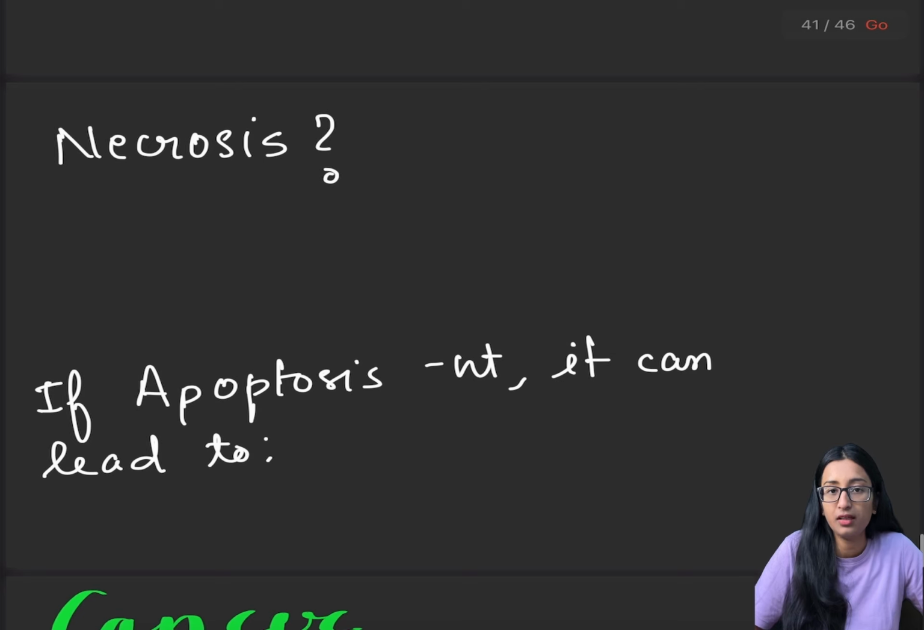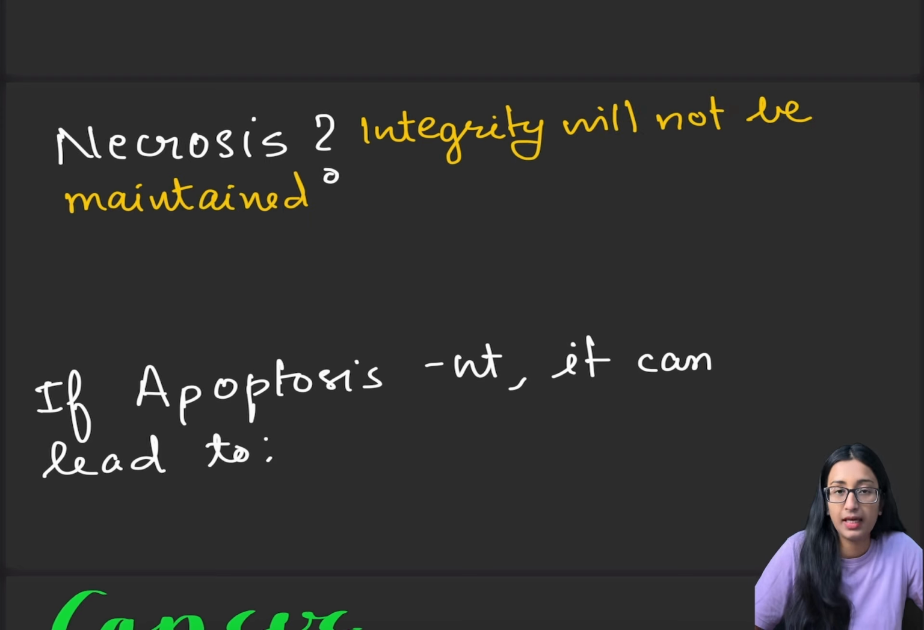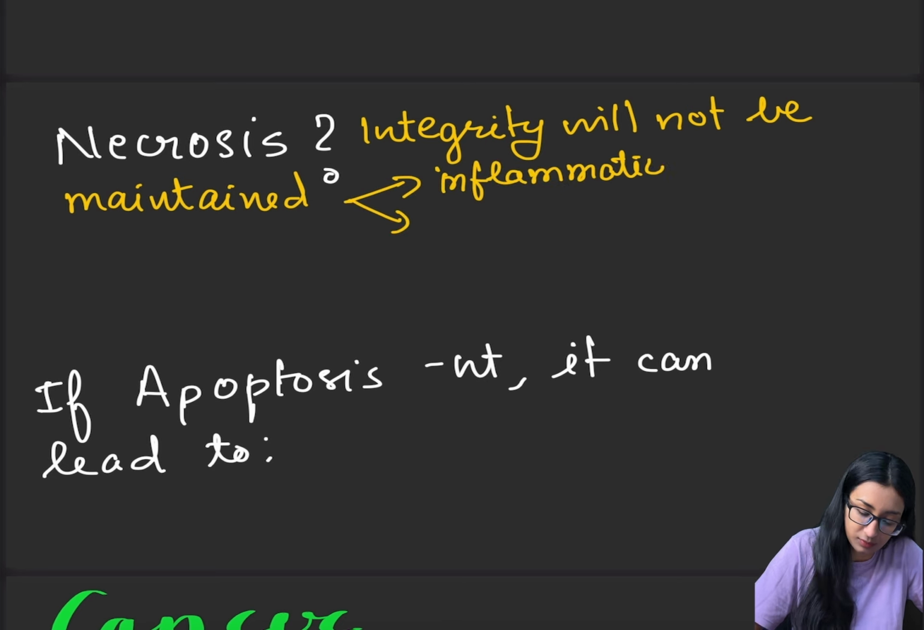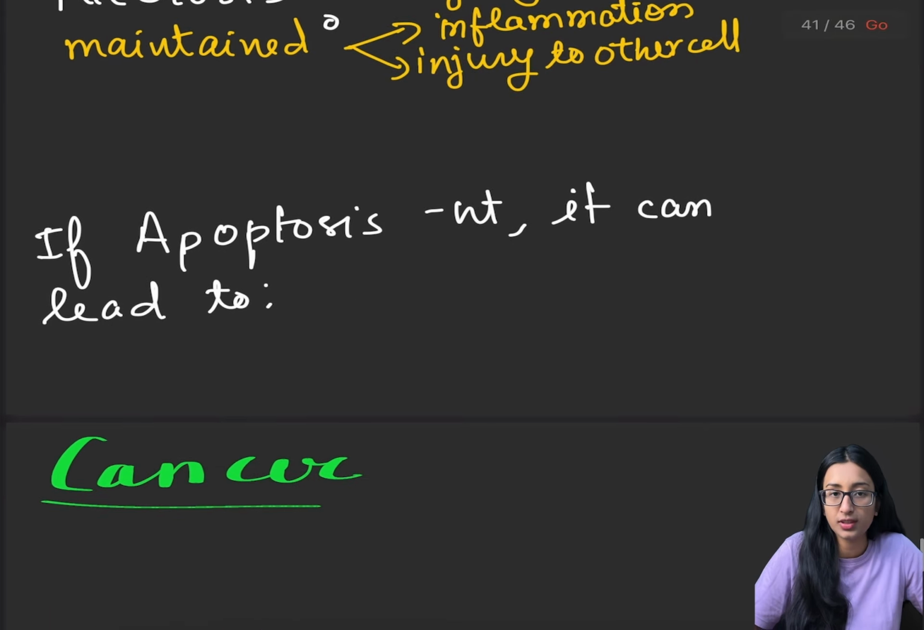The difference between necrosis and apoptosis is that necrosis happens due to acute injury of the cell. That is, if there is injury from the outside, the cell will die, not because it was programmed to die, but because of another reason. So here the integrity will not be maintained. It means that when a cell dies due to necrosis, all the cell contents will come out of it, and it can lead to inflammation or even injury. If apoptosis is not present in normal human functioning, it can lead to Alzheimer's disease, cancers, and autoimmune diseases.